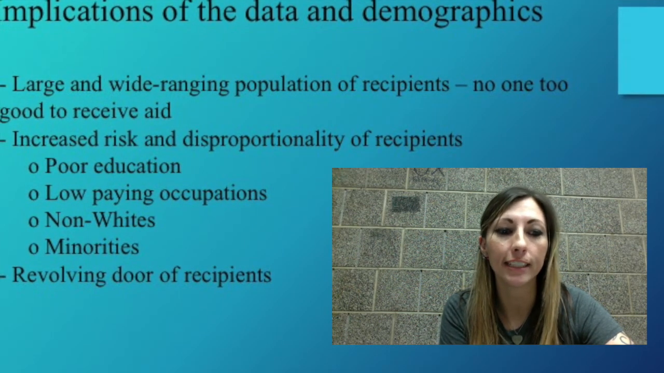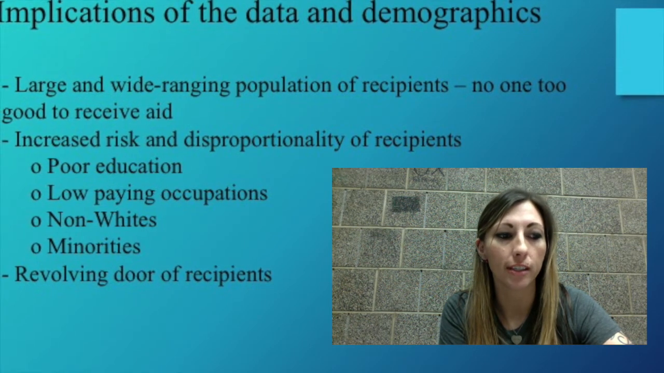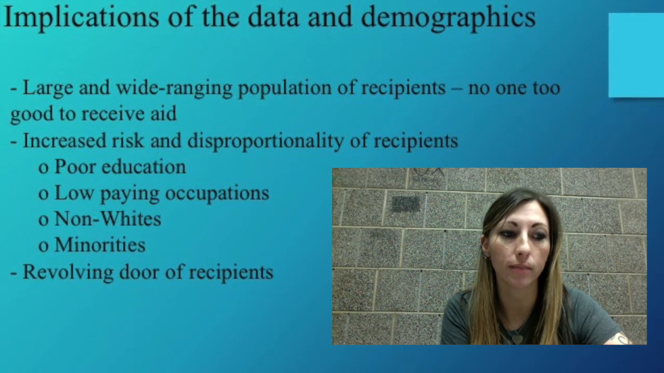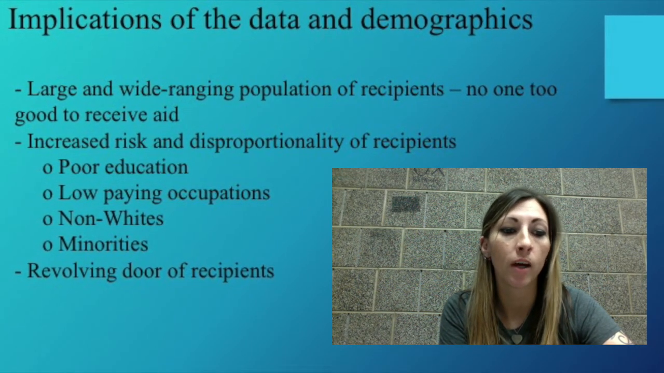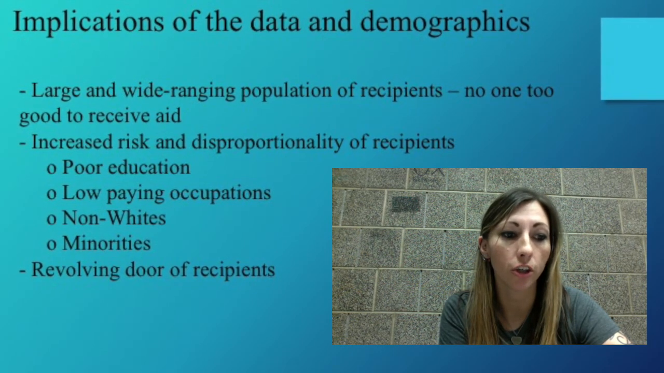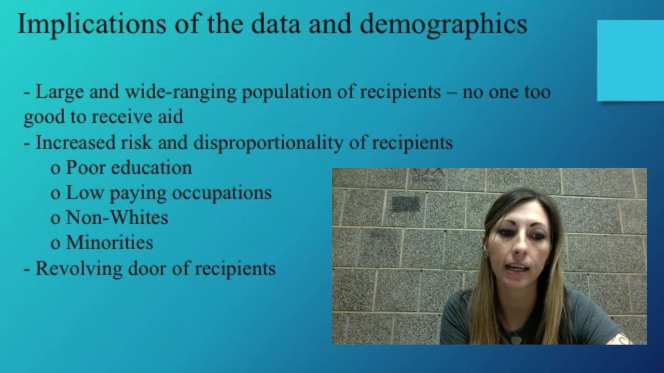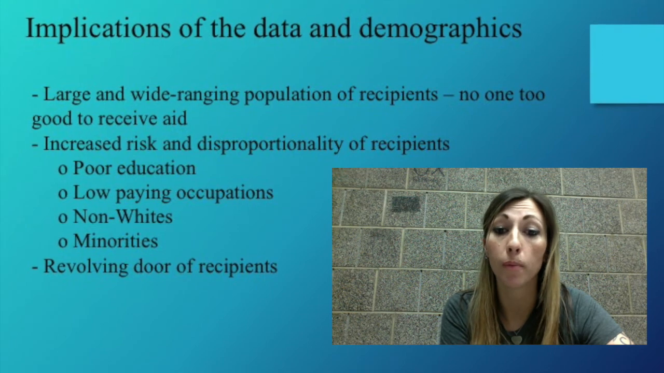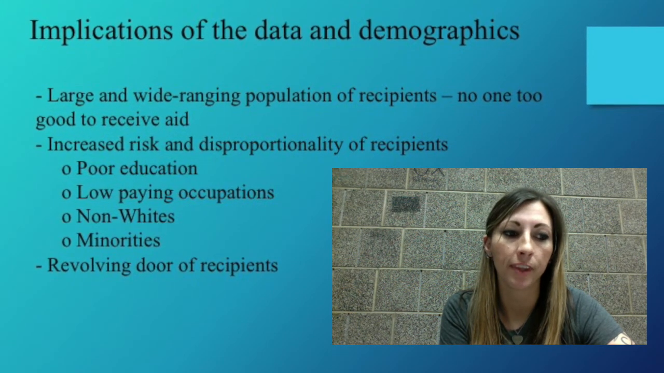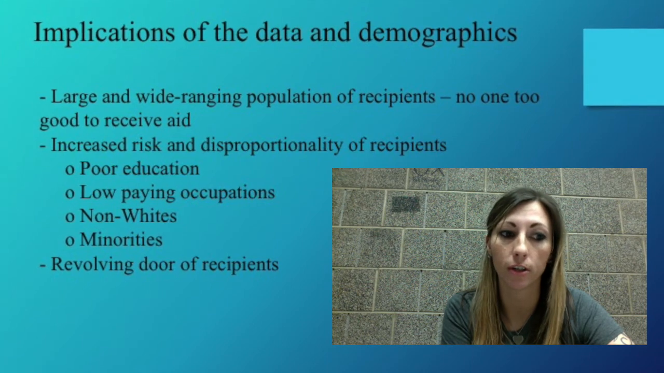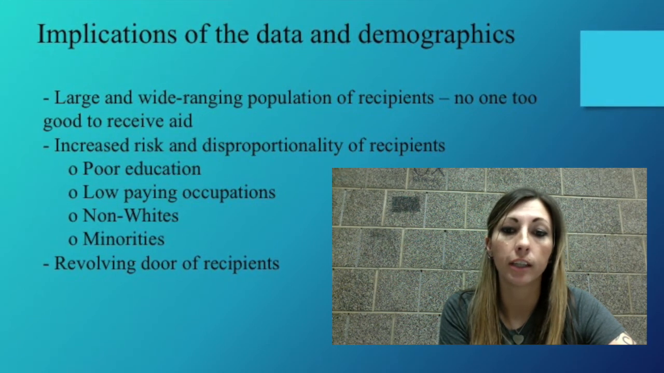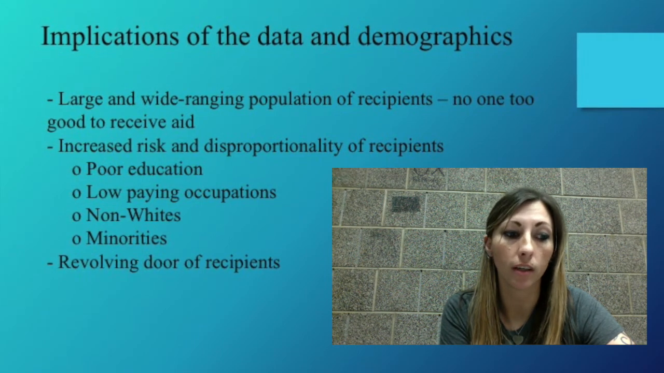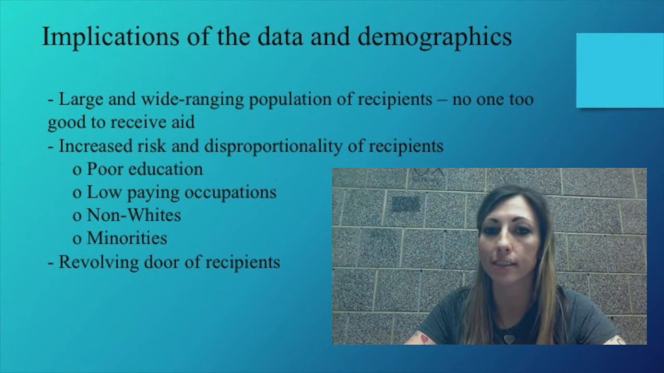The ADC-AFDC recipient population was large as well as wide-ranging. No family with children could be completely immune from potential circumstances warranting the need for assistance. While the recipients of AFDC were varied, certain groups were more at risk of requiring assistance. The highest rate of recipients were among those with poor education, low-paying jobs, and non-whites. There were certainly disproportionalities among certain groups, including minority groups. There were continuously revolving doors of welfare recipients, with new ones continually enrolling while others discontinued receipt of services.